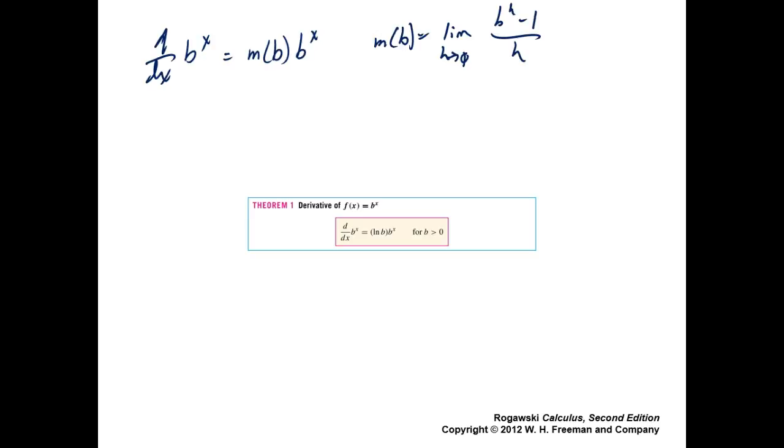Now, we were not able to identify what that factor is, other than to say e is the unique number for which m of e is equal to 1. That's what we said back before. What we're going to do now is use the implicit differentiation we just did to prove that m of b is equal to natural log of b. Okay?